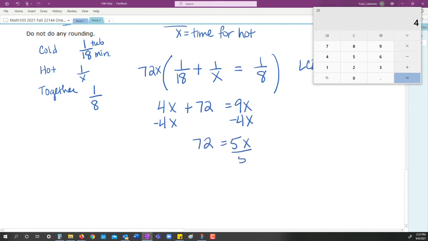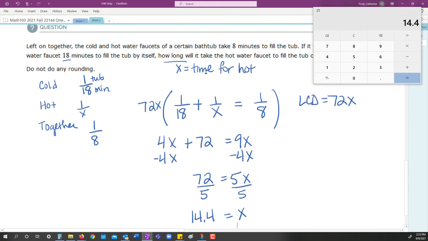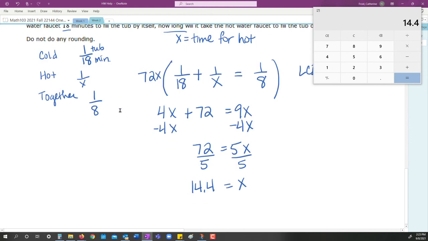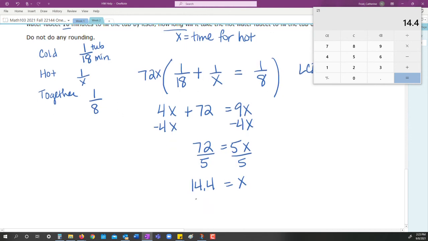So then divide both sides by 5. If we do 72 divided by 5, we get 14.4. And it said don't round, so we just leave it as 14.4. And remember what that's supposed to be. That's the time for the hot water faucet to fill the tub by itself. It makes sense that it should take longer than 8 minutes, right? It should take longer than if you've got the cold water also on at the same time. So 14.4 minutes seems reasonable with the other numbers that they gave us.